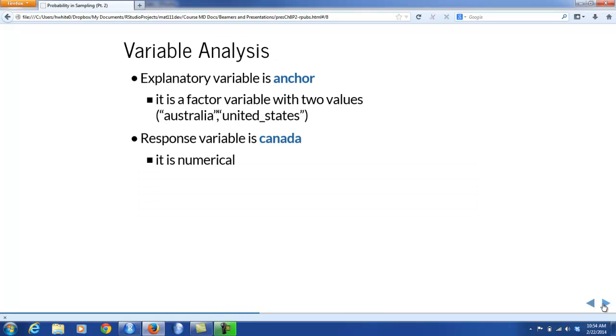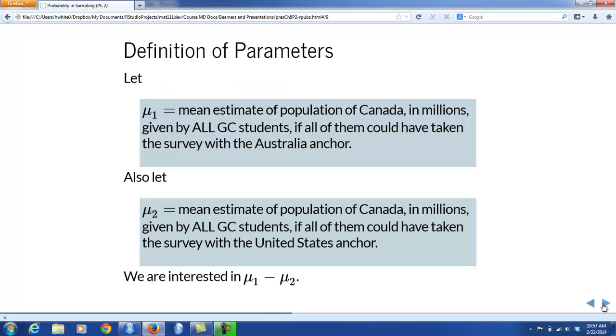So we'll do our variable analysis. Clearly, the explanatory variable in this research question is the variable anchor that appears in the Math 111 Survey Fall 2012 data frame. It's a factor variable with 2 values, Australia and United States. The response variable is the variable Canada, giving the subject's estimate of the population of Canada in millions, and that's a numerical variable. So here's how we might approach defining the parameters of interest.